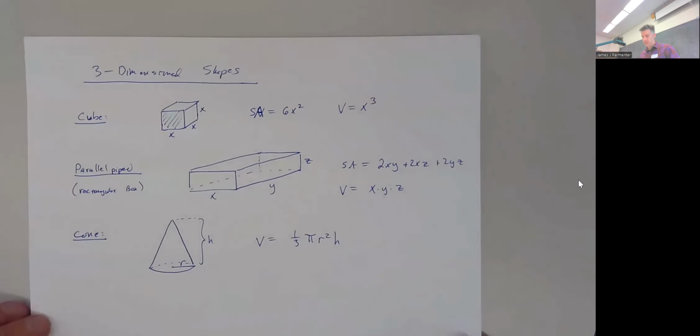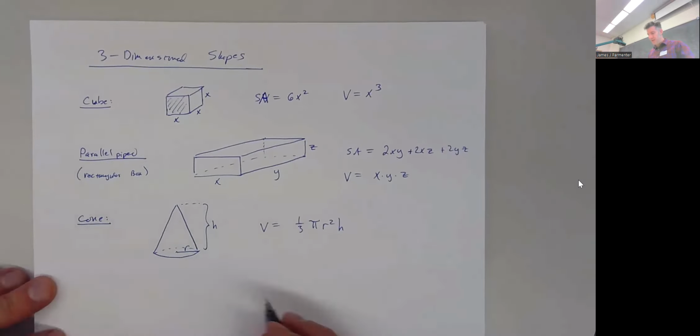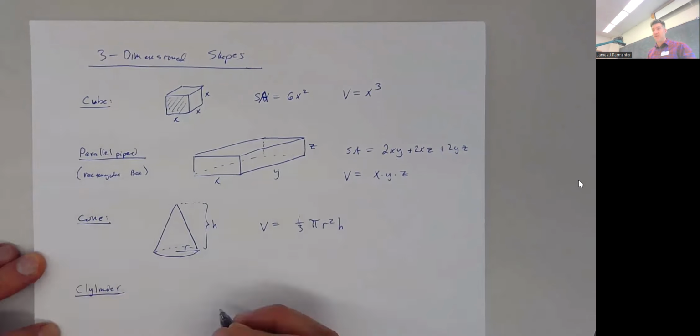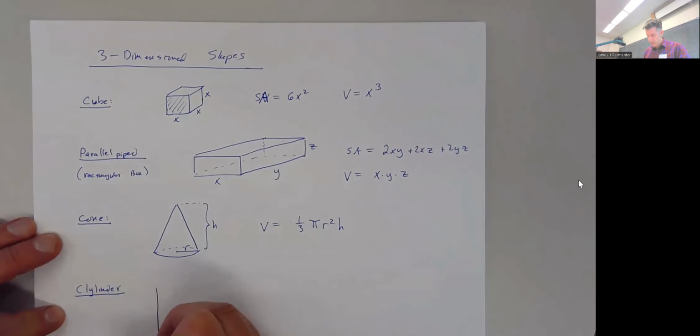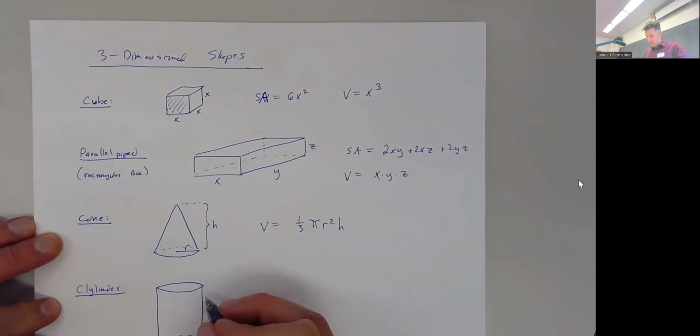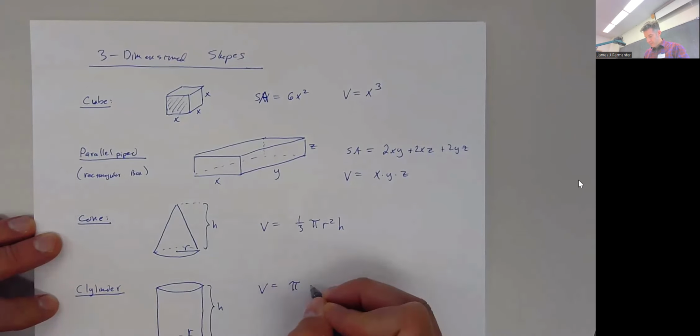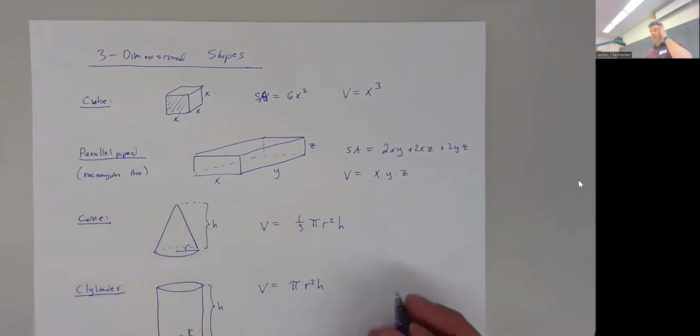Two more shapes. Let's talk about the sphere first. No, let's talk about the cylinder first. The reason I like to talk about the cylinder is because I feel like the volume equation for a cylinder goes nicely with the volume equation for a cone. So the cylinder also has radius of r, height of h. The volume of a cylinder is pi times r squared times h, or in other words, the area of the base circle times the height.